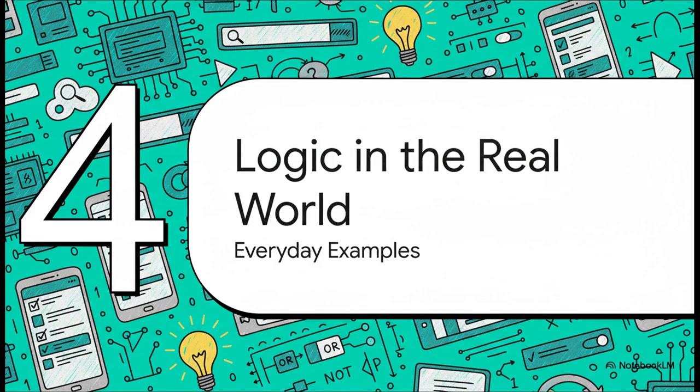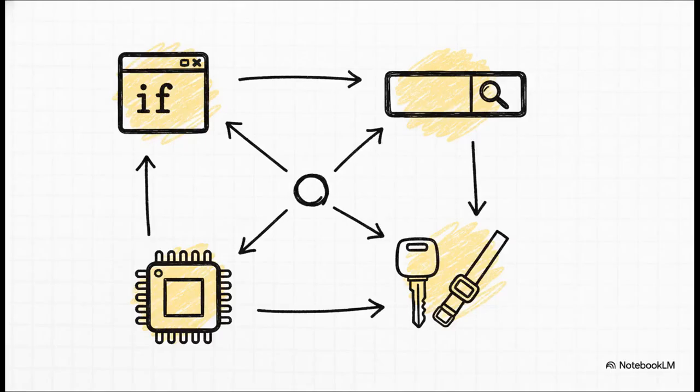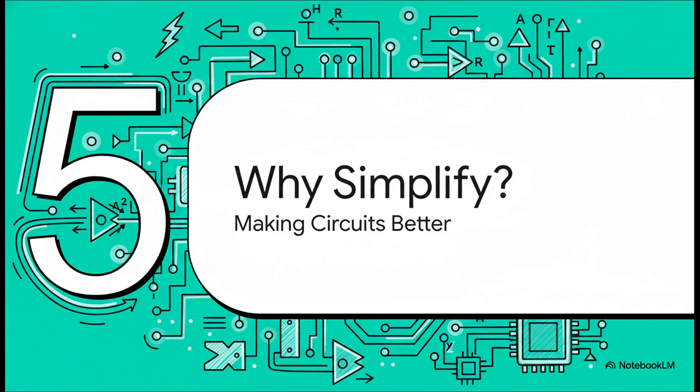All right, let's see how this all comes together in the real world. Where do you actually encounter Boolean logic every day? It's everywhere. In programming, an if statement is pure Boolean logic. When you use a search engine, you're using it to filter results. Even your car's safety system runs on it. The engine will only start if the key is detected and the seatbelt is buckled. And at the lowest level, your computer's CPU is just billions of these tiny switches, all working together based on these simple rules.